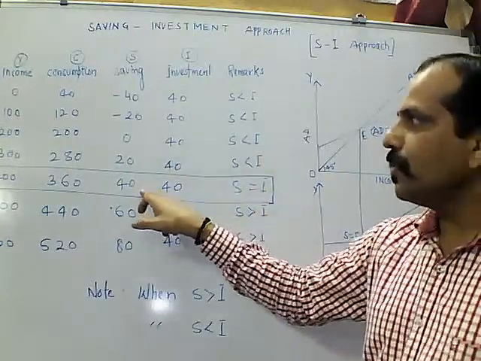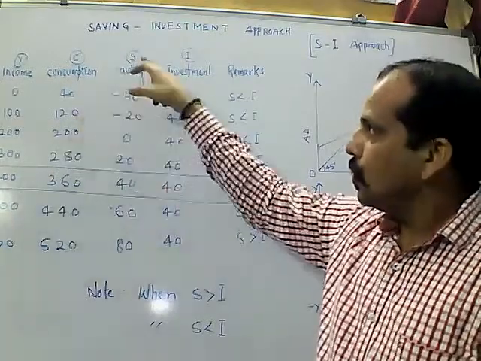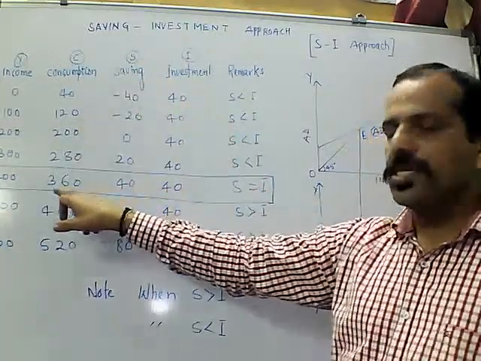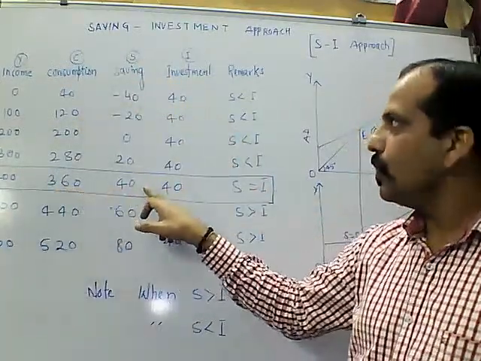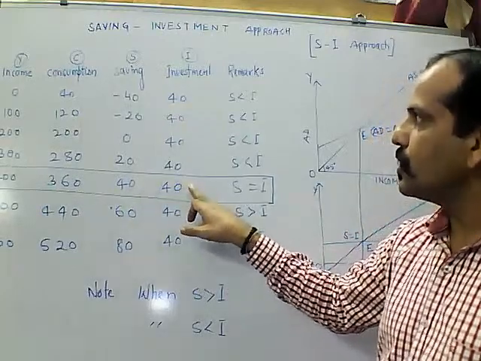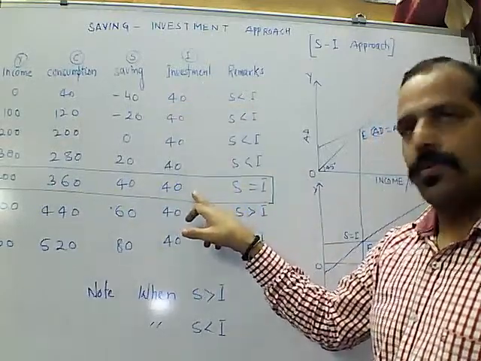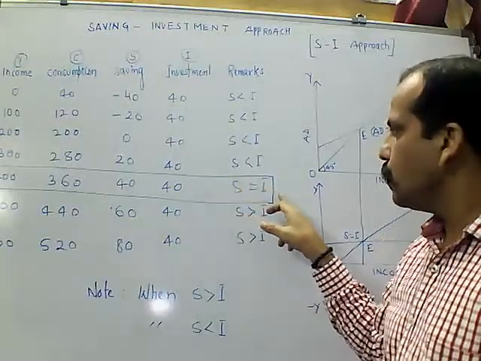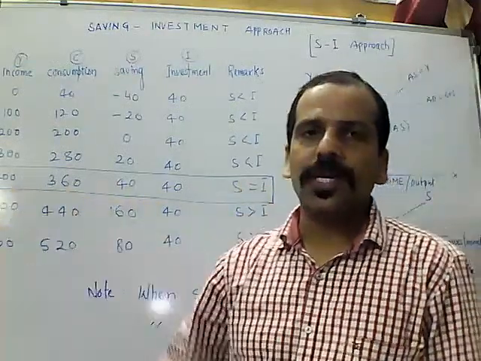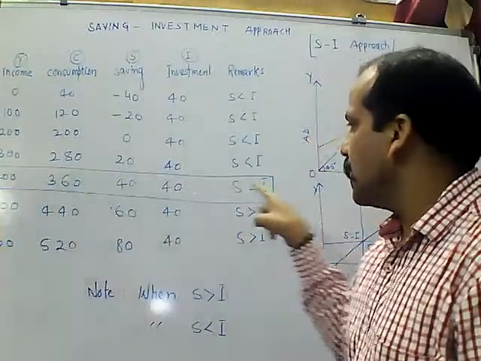But at this point where income is 400, your saving is 40 rupees because consumption is 360. So you are able to save 40 rupees or 40,000, and investment is also 40,000. So saving is equal to investment. So at this point there is an equilibrium.